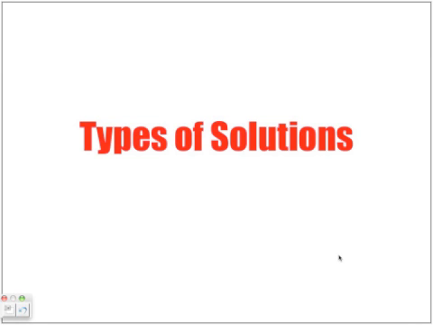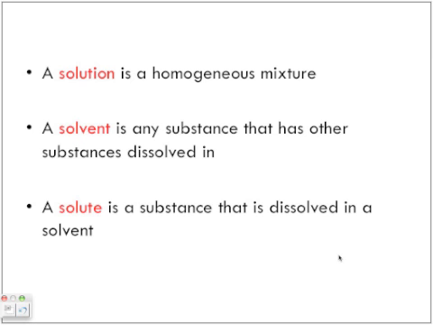Types of solutions. That's today's lecture. A solution is a homogeneous mixture. A solvent is any substance that has other substances dissolved in it. A solute is a substance that is dissolved in a solvent. So we're looking at basic elementary science, where we dissolve something, and that something that we're dissolving is called a solute. And we always dissolve a solute within a solvent to form a solution.